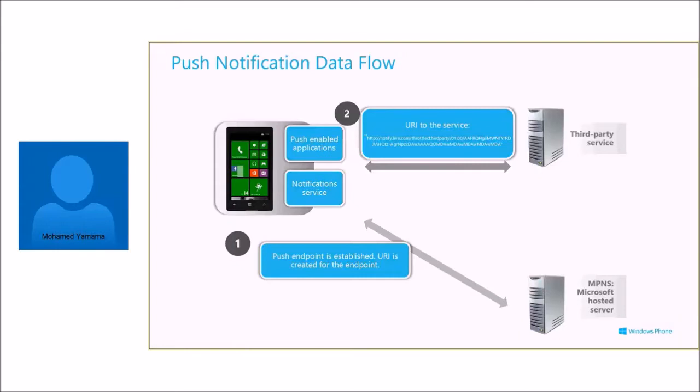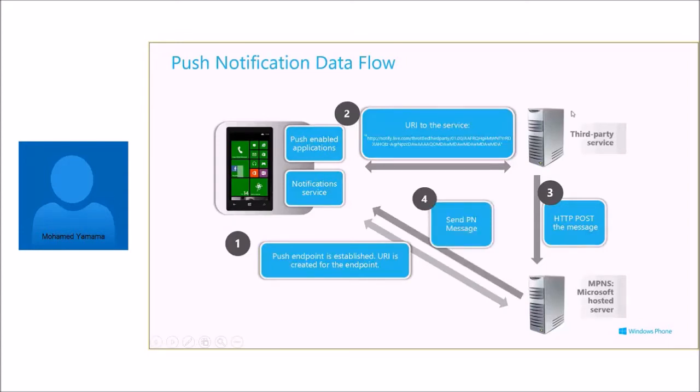Okay, so once you send that URI to the service, you are now identified in the server as a push-enabled application. And once this third-party server wants to send you a notification, it sends an HTTP post message to the Microsoft push notification service, telling it, I want to send this message to this URI. And then the Microsoft push notification service routes the notification to the application running on the Windows Phone device.